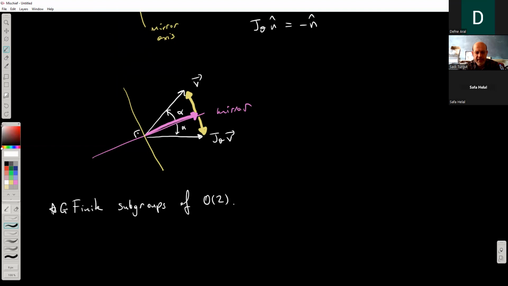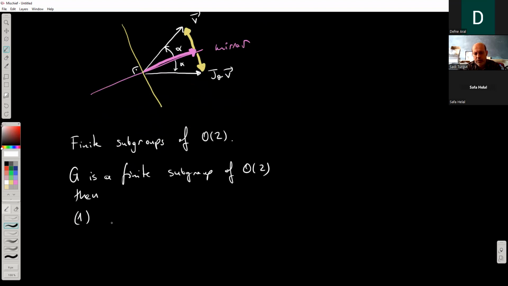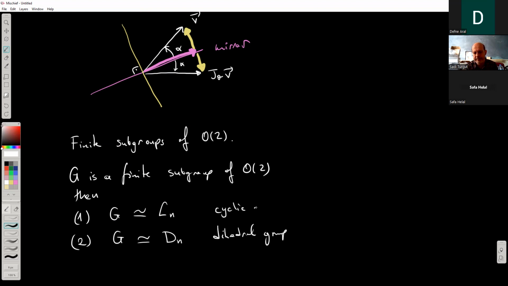Let me quickly say this. If G is a finite subgroup of O2, where finite means there are a finite number of elements, then there are 2 possibilities. One is that G is a rotation group containing only pure rotations, in which case it's a cyclic group. Or it's the symmetry group of a regular n-gon, in which case it's called the dihedral group. So that's the dihedral group, and that's the cyclic group.